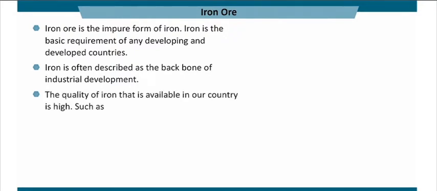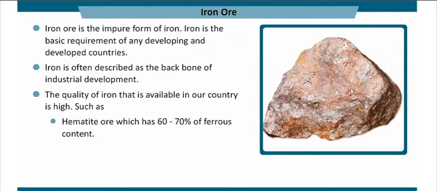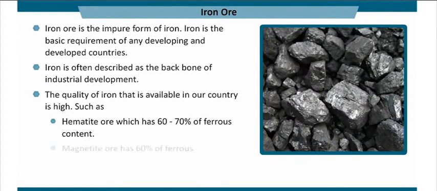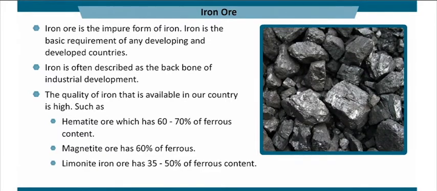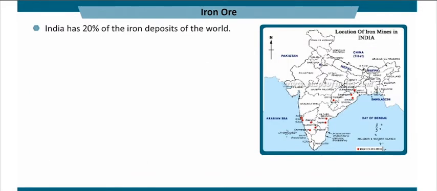The quality of iron that is available in our country is high, such as hematite ore, which has 60 to 70% of ferrous content, magnetite ore has 60% of ferrous, limonite iron ore has 35 to 50% of ferrous content, siderite iron ore 10 to 48% of ferrous content. India has 20% of the iron deposits of the world. India is the second largest next to Russia in the iron reserves.